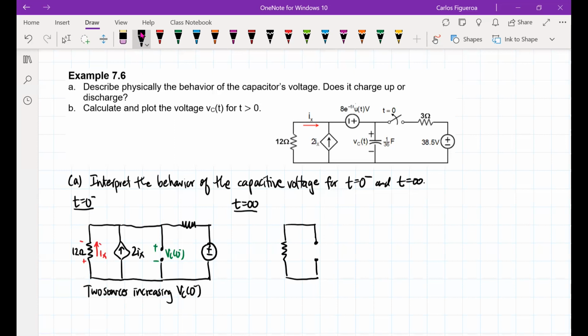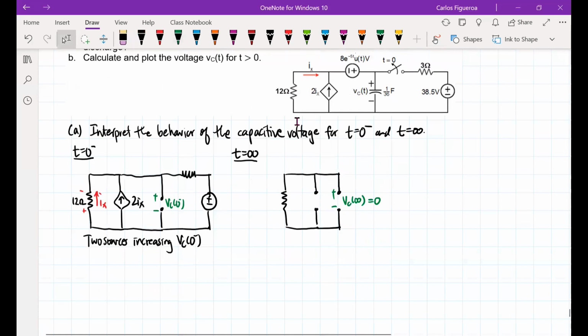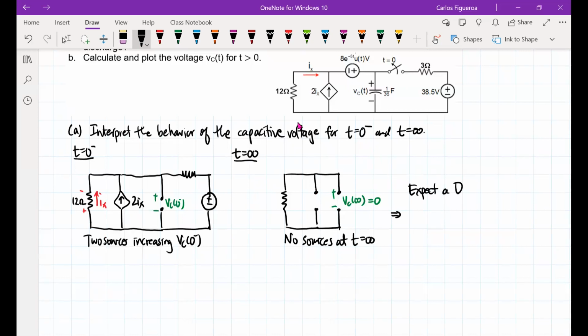And so the current source is now an open, and the capacitor is an open, and so this gives me plus minus Vc of infinity here. Clearly that has to go to 0 because there's nothing there to supply it. So there are no sources at t equal to infinity. So what this tells me right away is that we expect a discharging capacitor, because Vc of 0 minus is going to be greater than Vc at infinity.